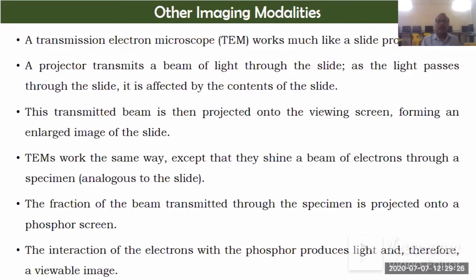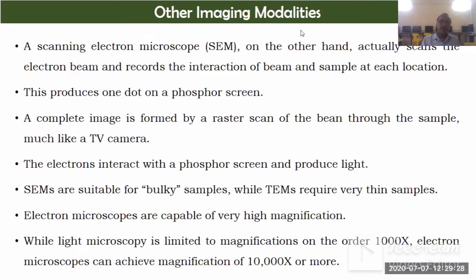Now there is another type of such enlarging system, the scanning electron microscope, SEM. On the other hand, it scans the electron beam and records the interaction of the beam with the sample at each location. So TEM and SEM are the two main types used for enlarging the image.